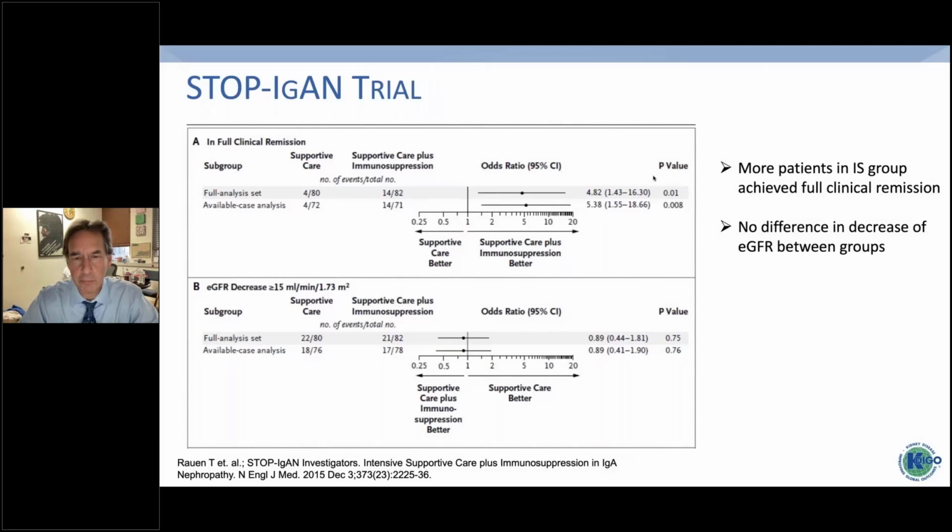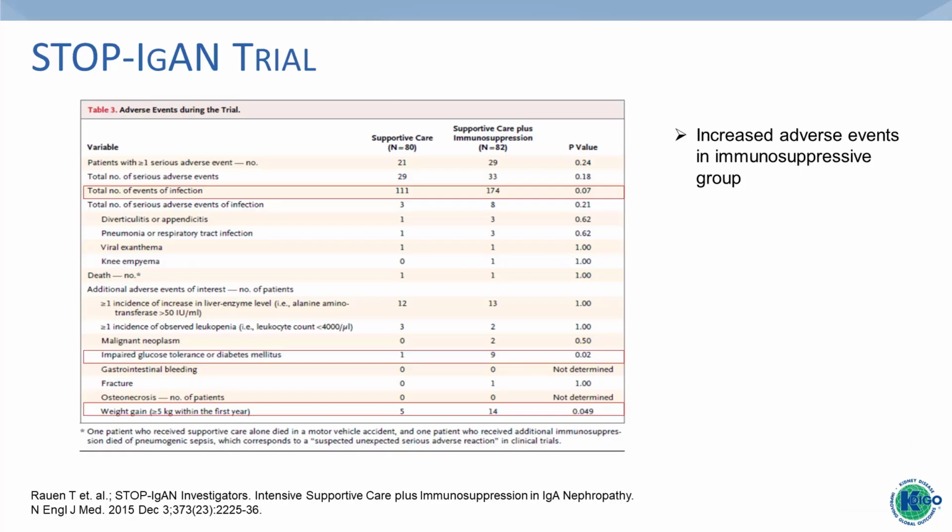So the authors suggested perhaps corticosteroids had already been oversold and aren't a good therapy for our patients, because they also found, as you can see here, that those patients who underwent immunosuppression had far excess infection, with a p-value of less than 0.05. They had impaired glucose tolerance or diabetes mellitus as a consequence of corticosteroids, and they gained weight. So not only was there no clear benefit to kidney function in the short term, but there were substantial side effects seen in the STOP-IgAN trial, including an infectious death.